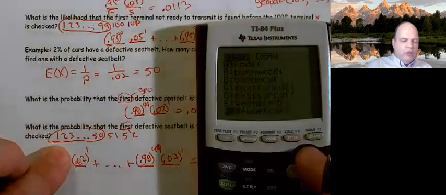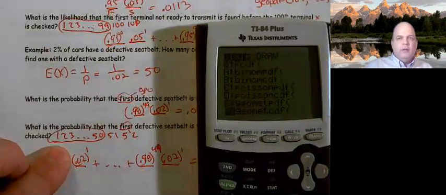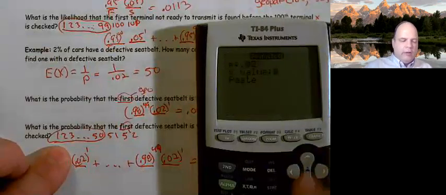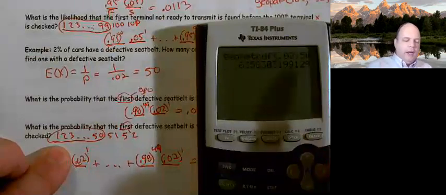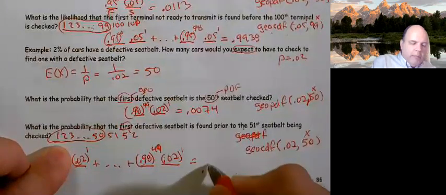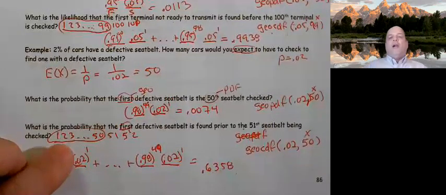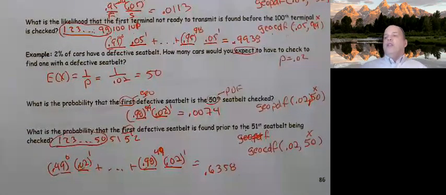Second vars, geometric CDF, probability is 0.02, X is 50. And we end up getting 0.6358. So that basically means if I were out in a parking lot and it had a 2% defective rate, the chance that it would be the first car, the second car, the third car, if I add up all those chances all the way to 50, I'm going to get to 0.6358, all right? So there's a 63% chance that somewhere among those 50 cars, I will find the first defective seatbelt.